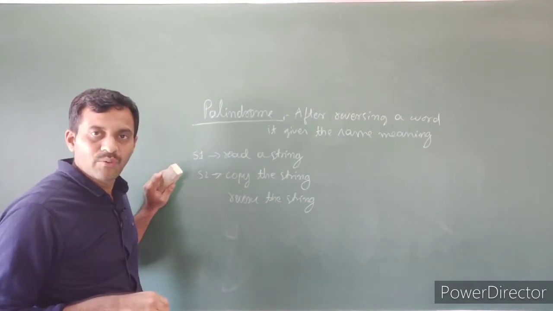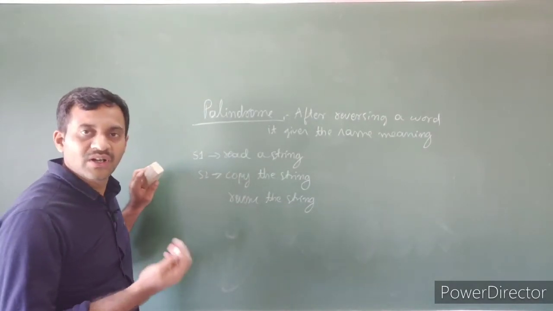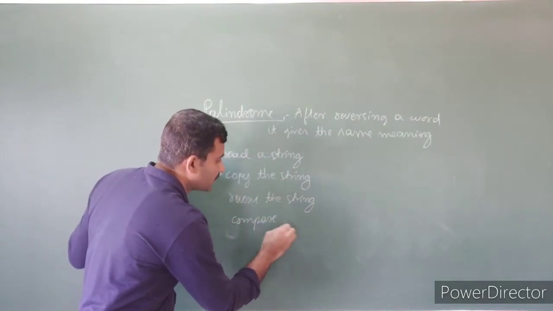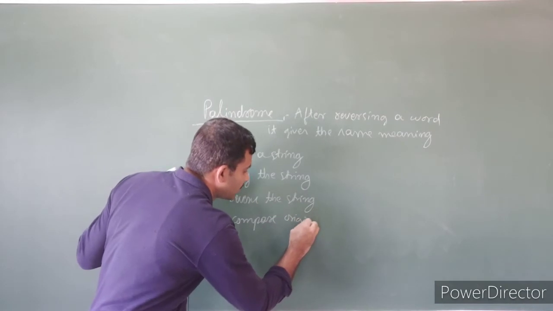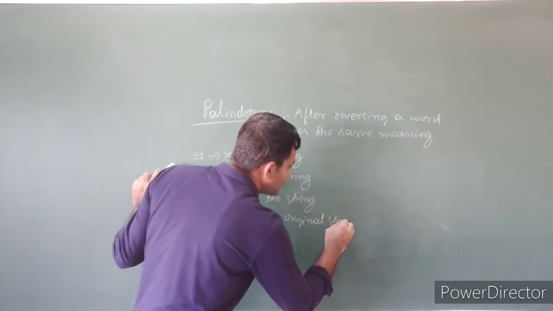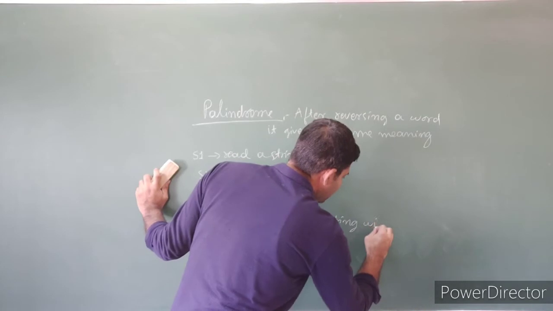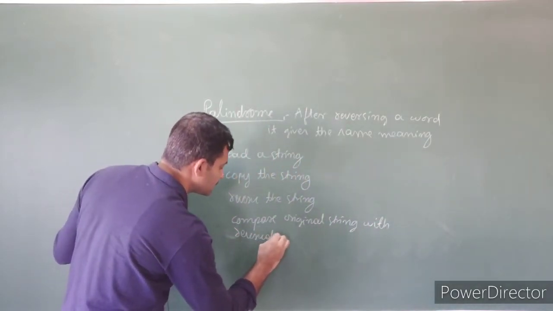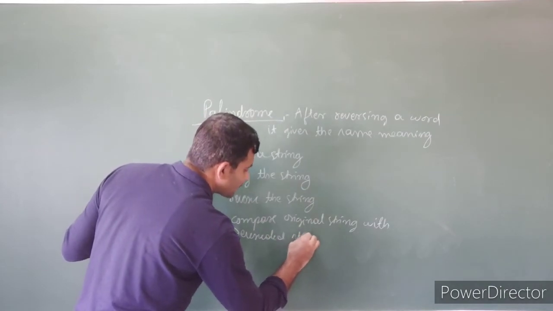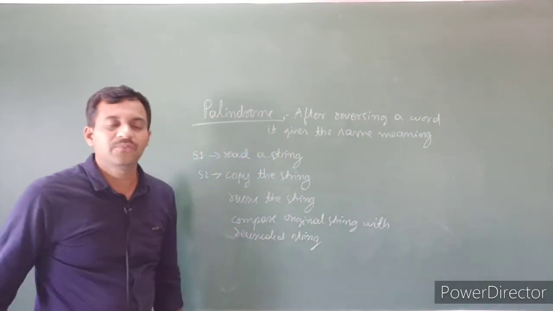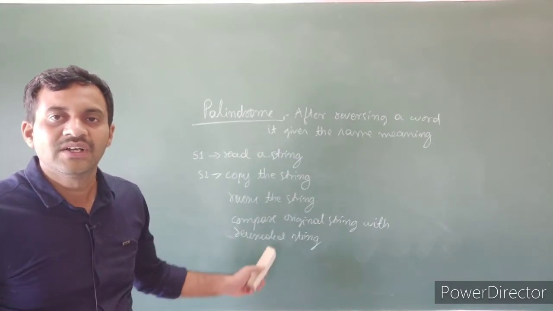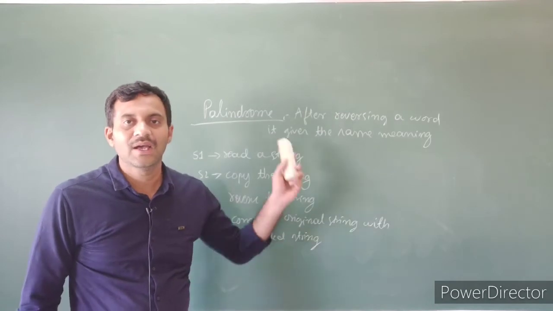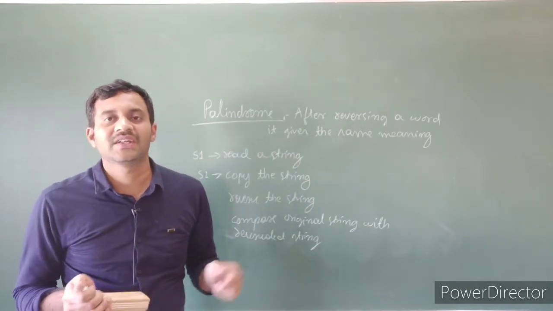After reversing the string, we have to compare the original string with the reversed string. If it is equal, if strcmpi returns a 0 value, then both are the same, and then we say it is a palindrome.